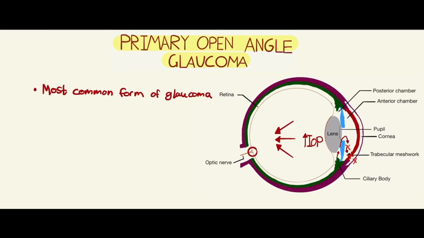Primary open angle glaucoma is the most common form of glaucoma. It develops equally in both males and females. It progresses very slowly, taking months or even years to develop, meaning that the patient may not experience any symptoms at all for a while.